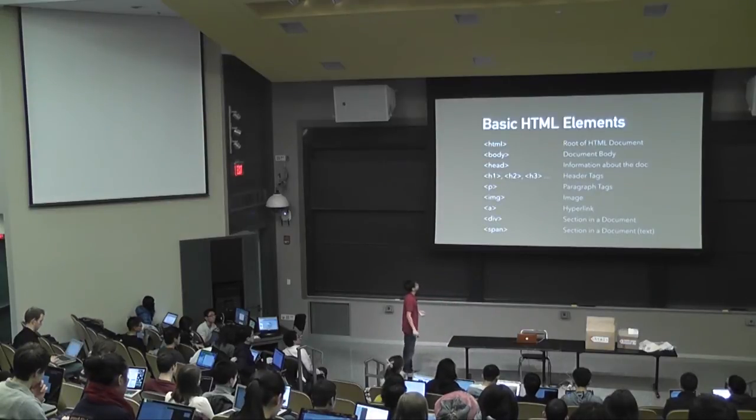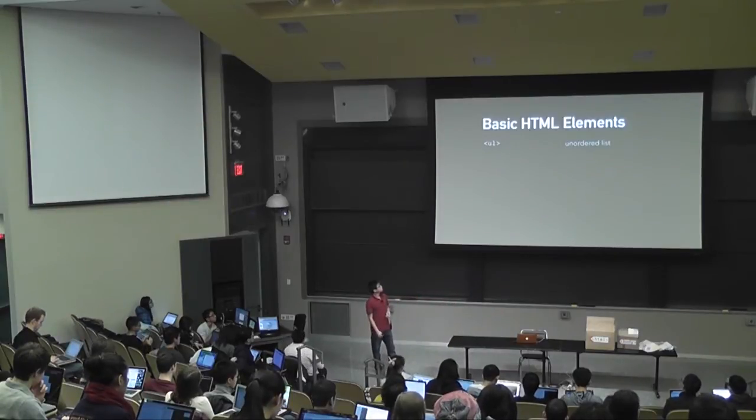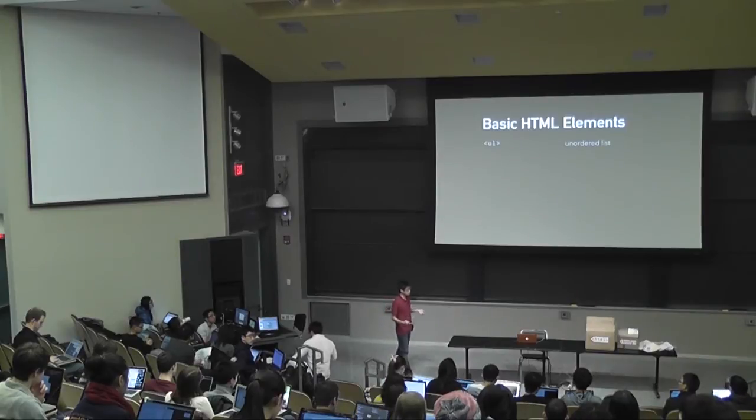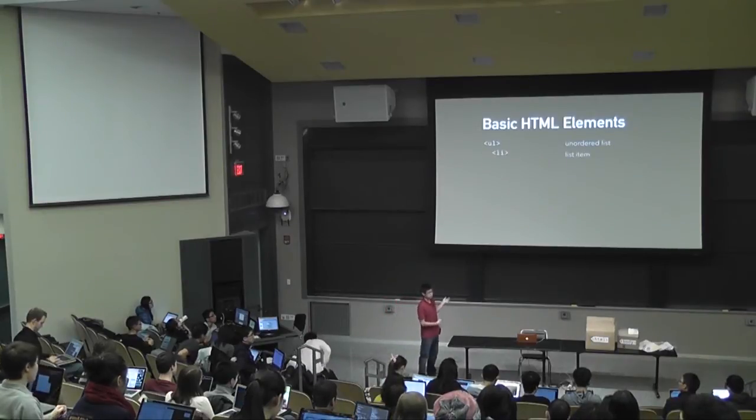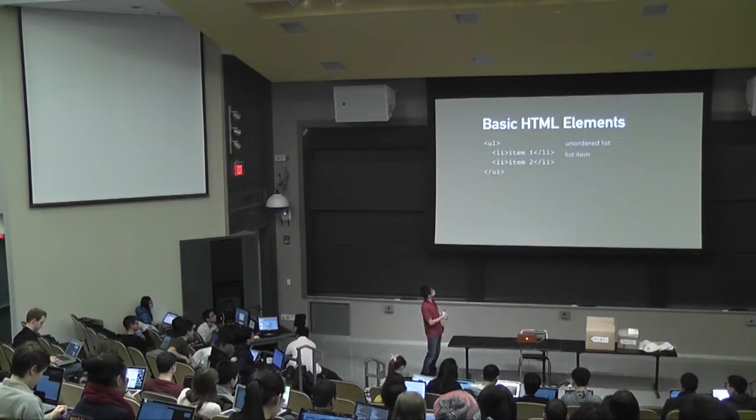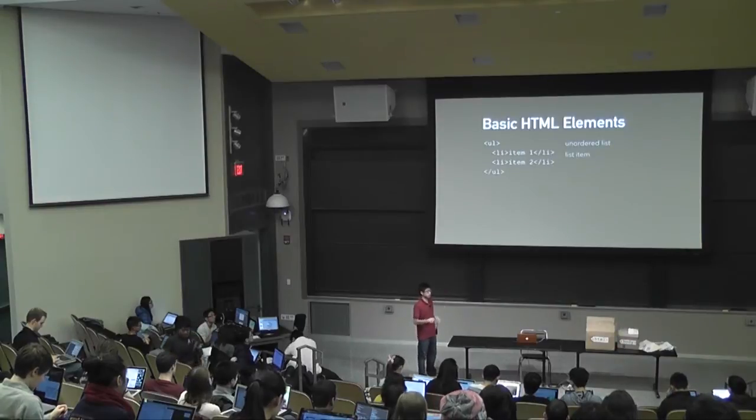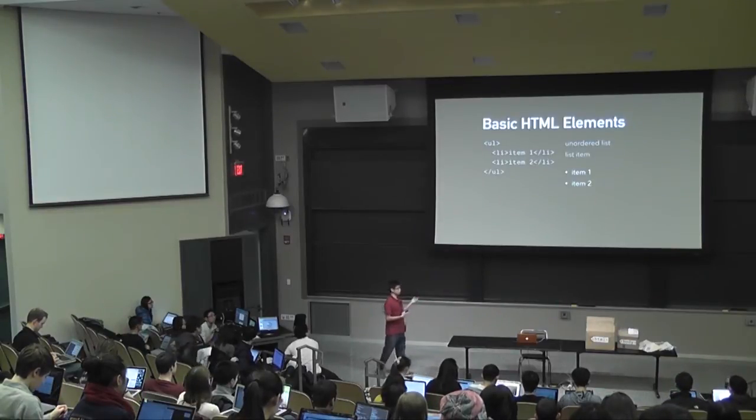Cool. All right. Moving on. We have an unordered list, a UL. And sometimes these tags work with other tags. So in this case, every list element is an LI. And you can see this is how you would set up a list of items. And on a web page, it would look like that.